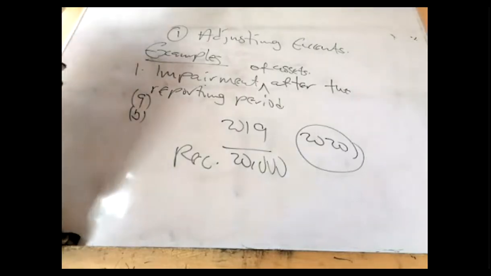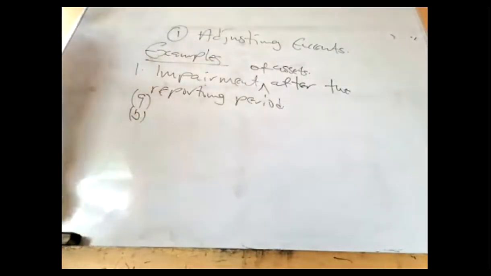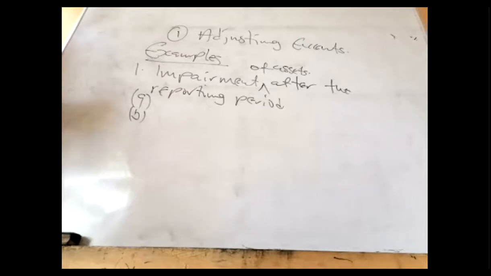And then sale of inventory. The second one is the sale of inventory below the current value. If you sell inventory below the current value, meaning that inventory has been impaired, it must be written down. If you dispose of inventory below the current value.